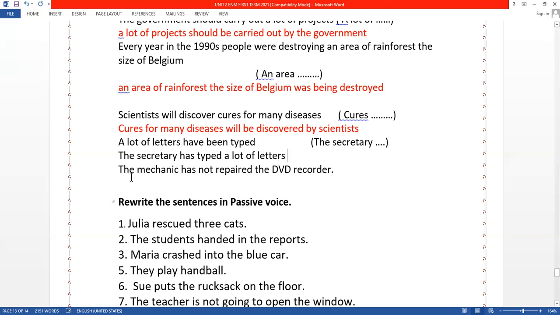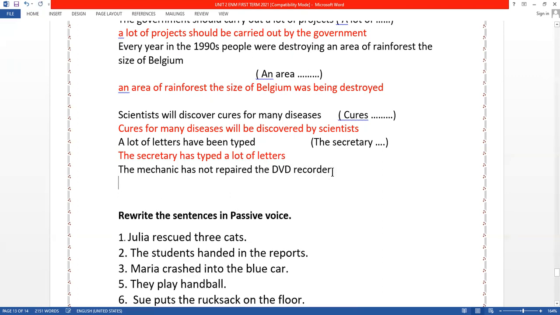The last sentence: the mechanic has not repaired the DVD recorder. Of course, this is the negative. The DVD recorder hasn't been repaired by the mechanic.